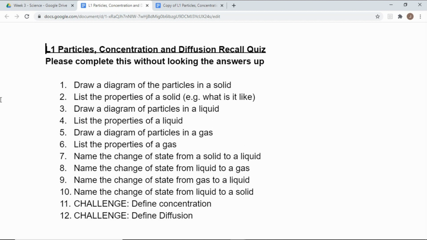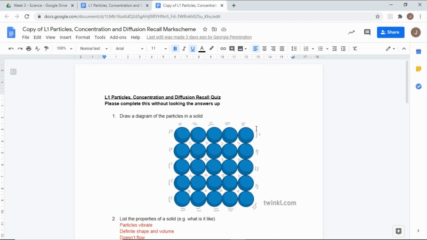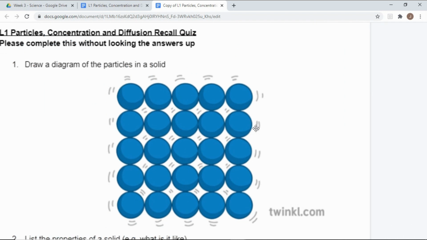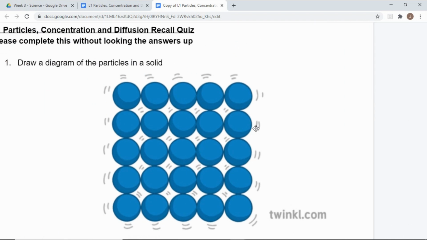Okay, well done. So it's now time to go through the answers. So the diagram of particles in a solid should look like this. They should be in regular rows and columns, and that's the sort of diagram we're looking for there. The particles need to be touching as well.